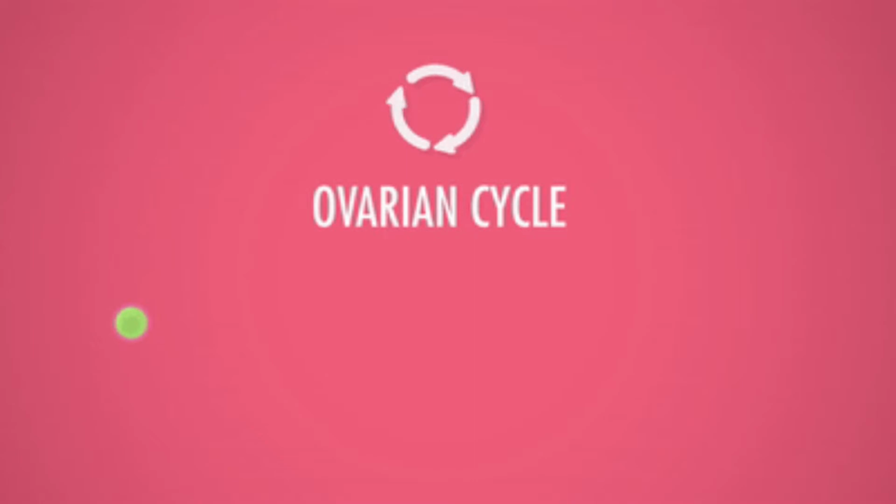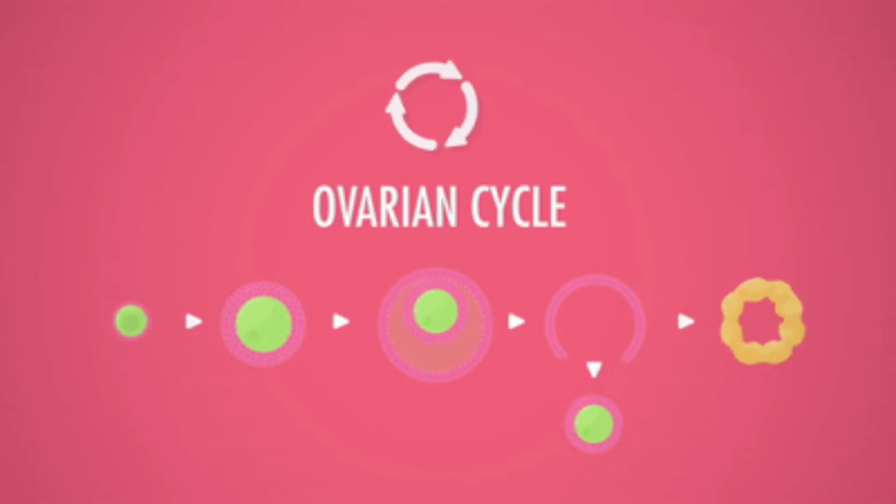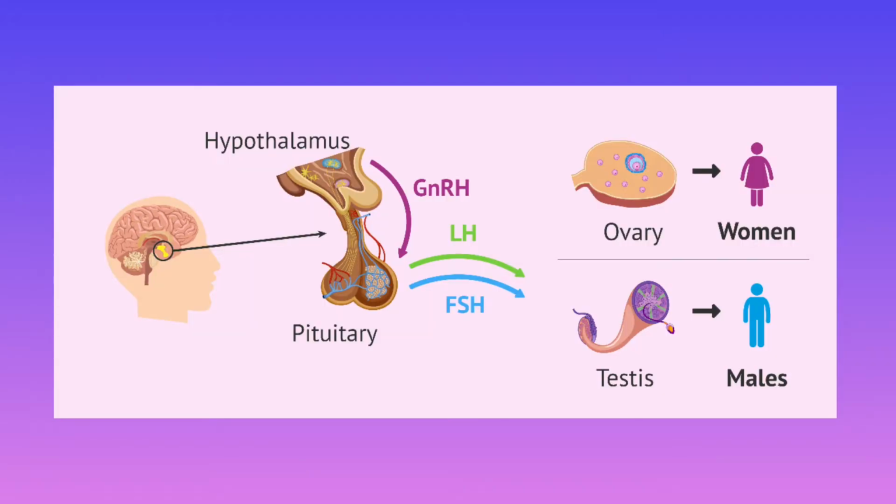The ovarian cycle refers to the development and release of an ovum. This takes place inside the ovary. The ovarian cycle begins when FSH, also known as follicle stimulating hormone, is released from the pituitary gland. FSH is transported to the ovary by the blood. The ovarian cycle occurs as the following.